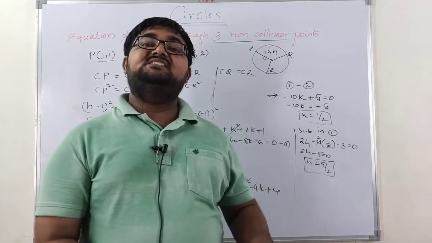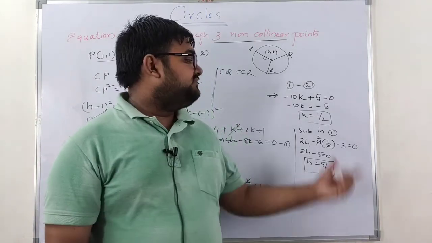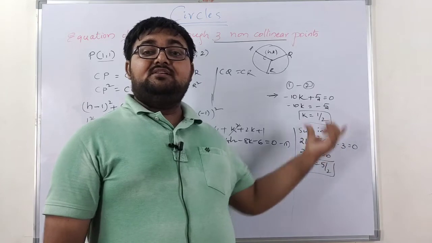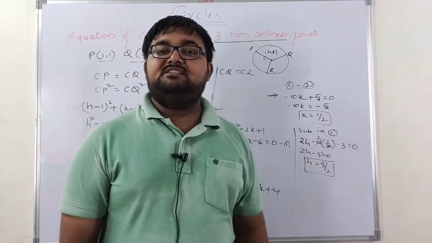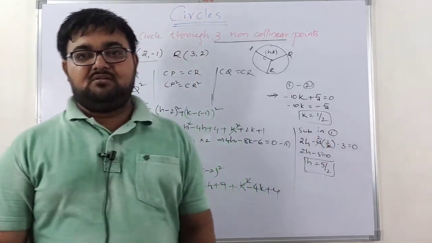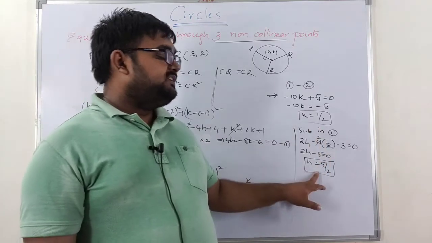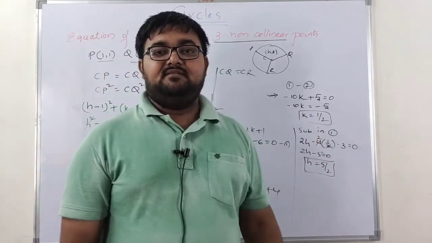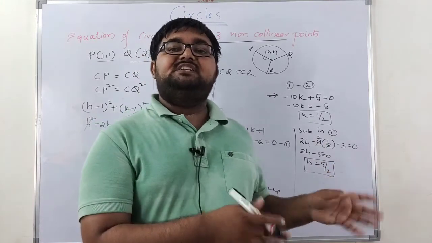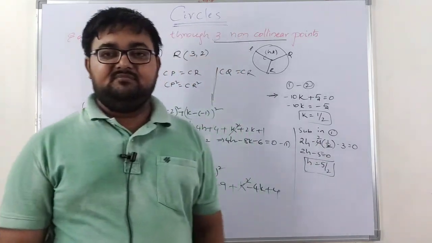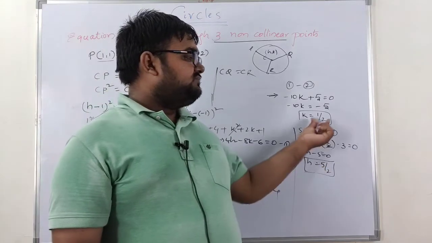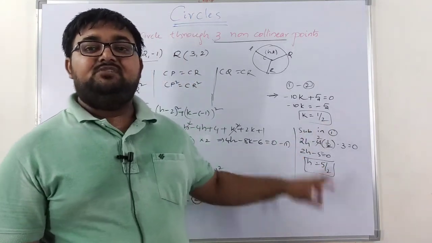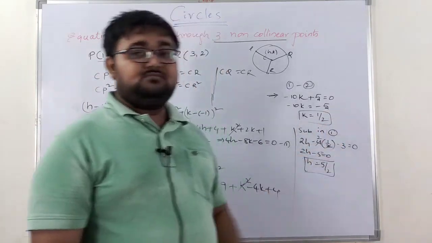But the center is minus g comma minus f. That's why here we are not getting those minus signs. So you need to understand, don't think that it is wrong. Here h comma k are nothing but the center, which in the previous question is minus g comma minus f. That's why there we got minus 5 by 2 and minus 1 by 2.